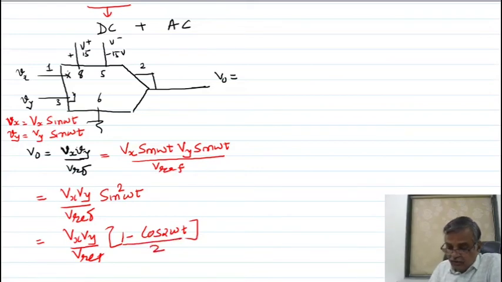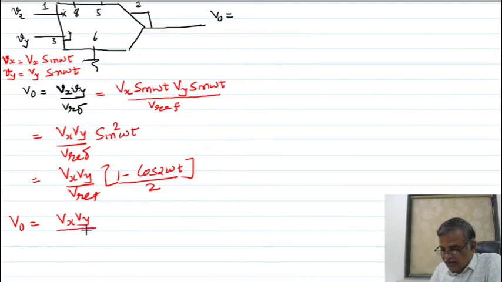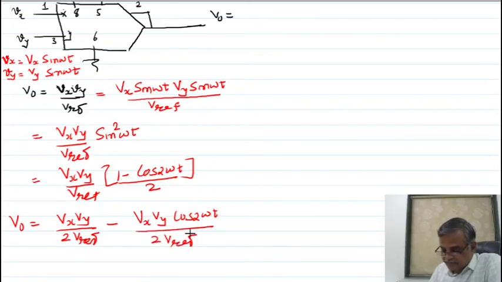So the equation of the output voltage for such a modified circuit is Vx Vy upon 2V reference minus Vx Vy cos 2 omega t upon 2V reference. This is your DC term and this is your AC term, which contains the frequency, how much? 2 omega. Input frequency of the signal is how much? Omega.